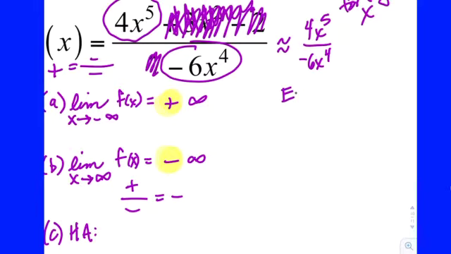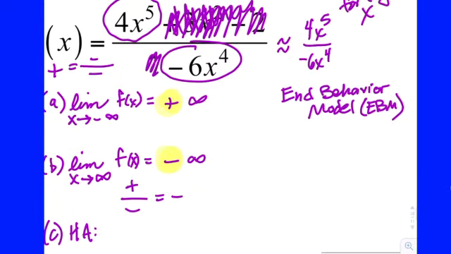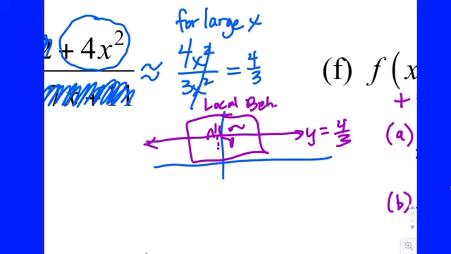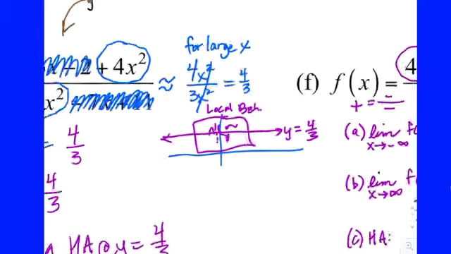This is called the end behavior model. End behavior model, which I will abbreviate because that's a lot of words, EBM. So remember on the previous one I said that if you look at the approximation and simplify, you get 4/3. So when you zoom into outer space, you don't see the local behavior. You only see the line y equals 4/3. Question or stretching? Okay. The B part.